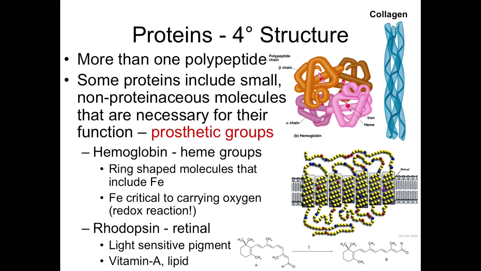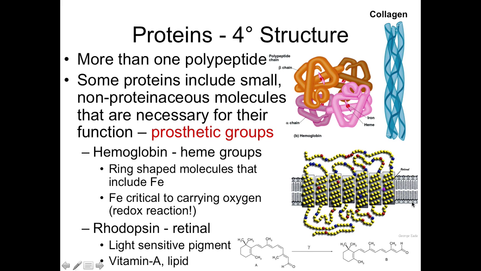It means it's not made of protein. Well, what does that mean? It means that it's not made of amino acids. Okay? So prosthetic groups can be either organic, like this retinol down here. Retinol is a lipid. So look at the lack of polar groups here. And retinol is the prosthetic group of the protein rhodopsin.